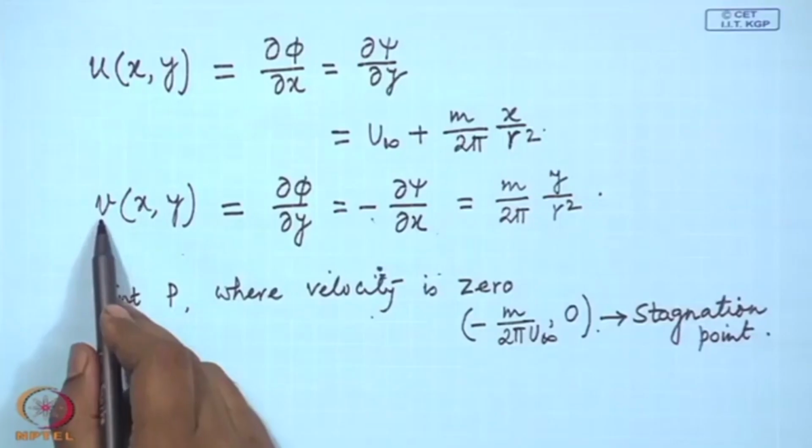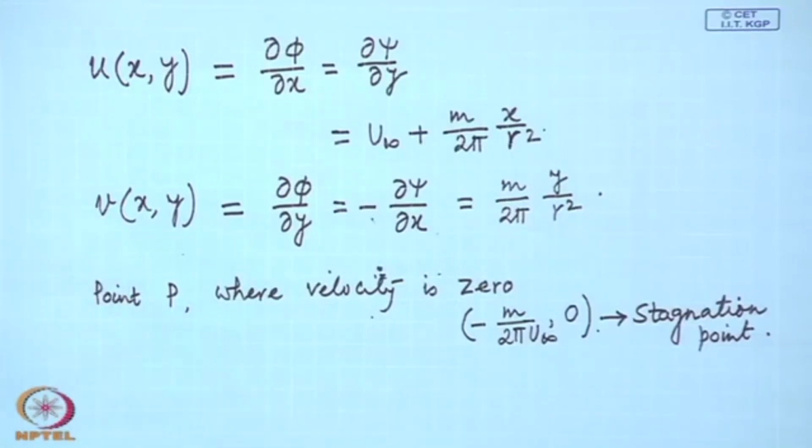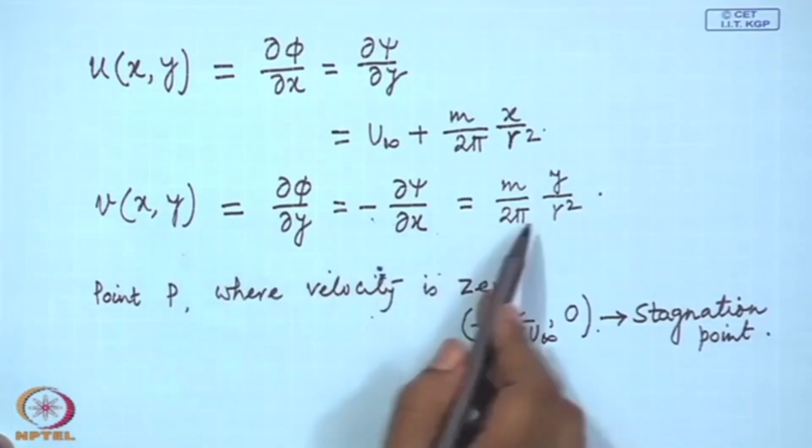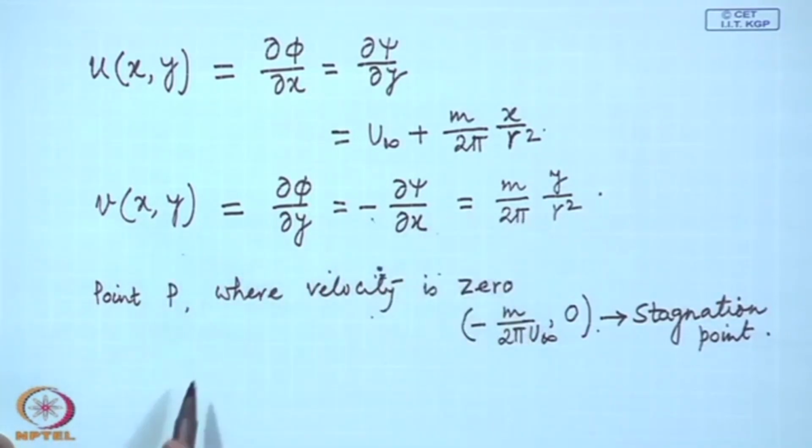Look, if you look at only the vertical component of the velocity, the v component of the velocity, you can see that the v components of velocity are constant on a circle. Take this v component, what does it give?